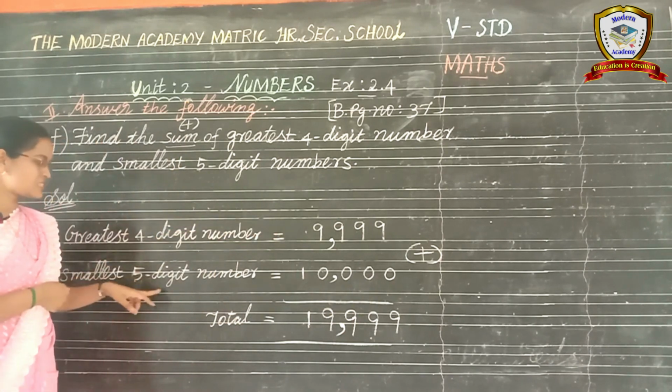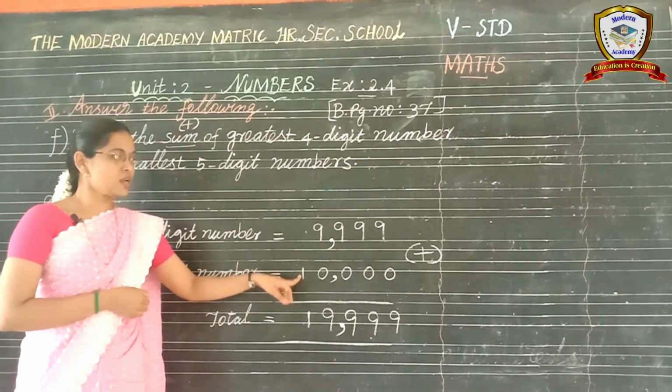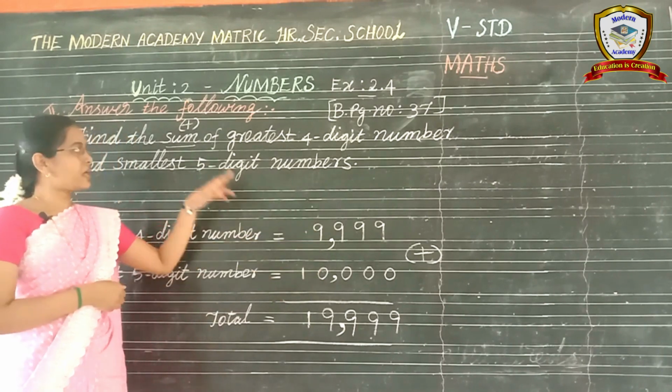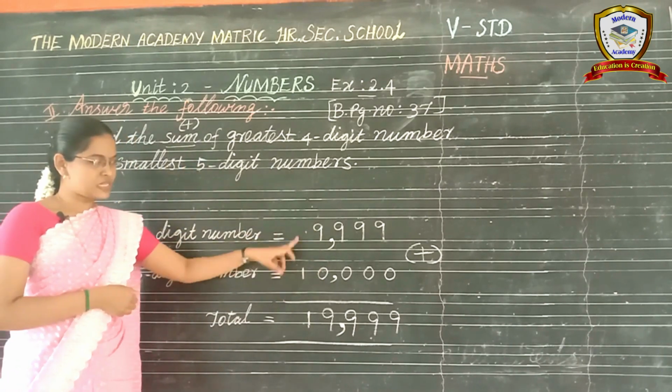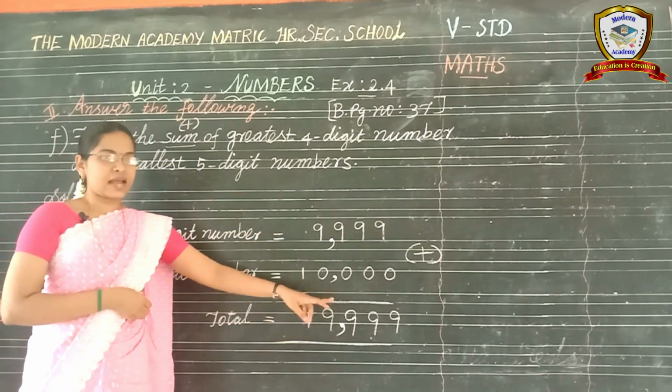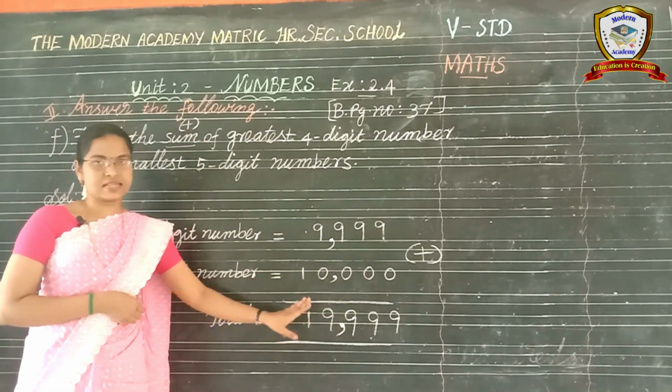First, we are writing the greatest 4-digit number, 9,999. The smallest 5-digit number is 10,000. We also have to add these because it says sum. So adding, we get 19,999. This is the answer.